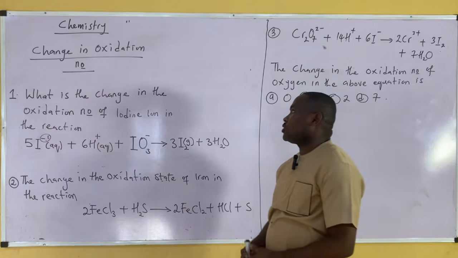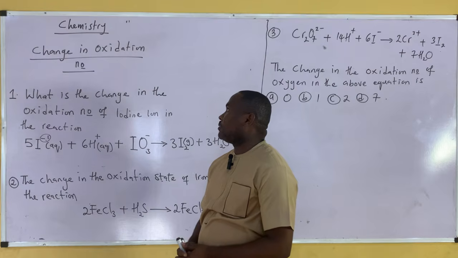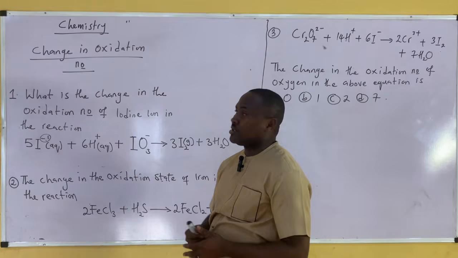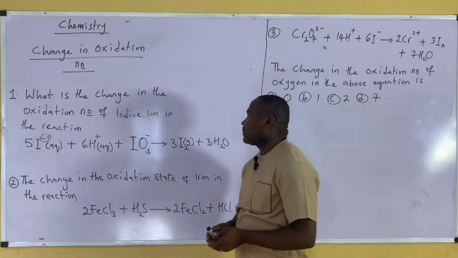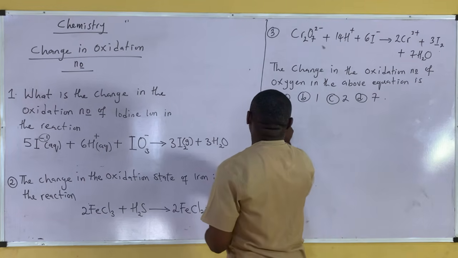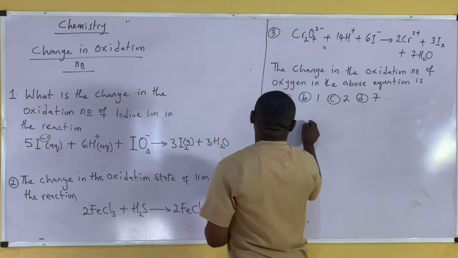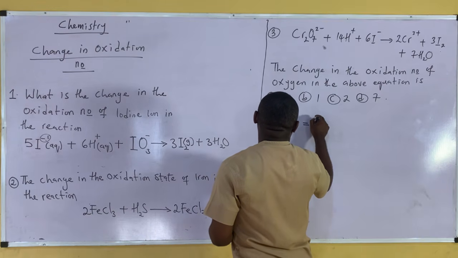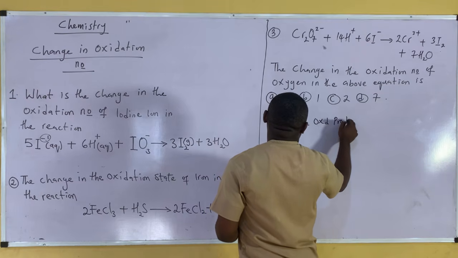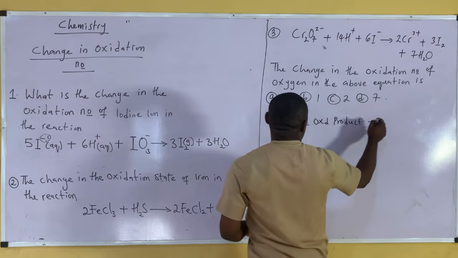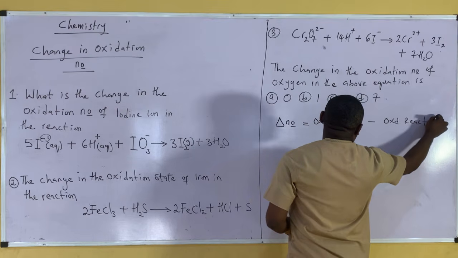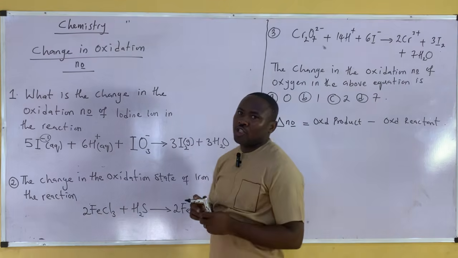Now we'll be looking at change in oxidation number. We just looked previously at how to calculate oxidation number. Now let's see how this applies to equations. So what is the change in oxidation number of iodine ion in the reaction? Now, mind you, change in oxidation number equals the oxidation number of the product minus the oxidation number of the reactant.